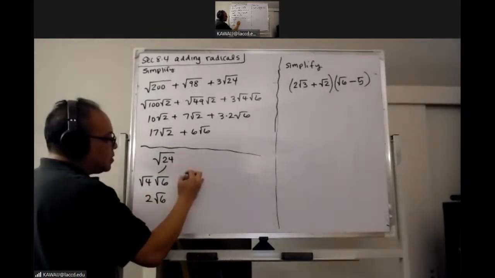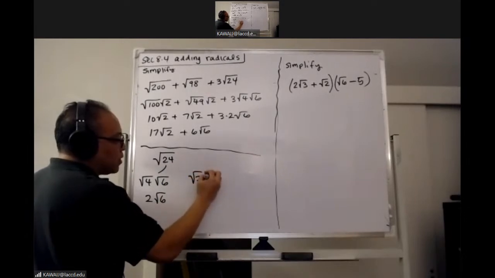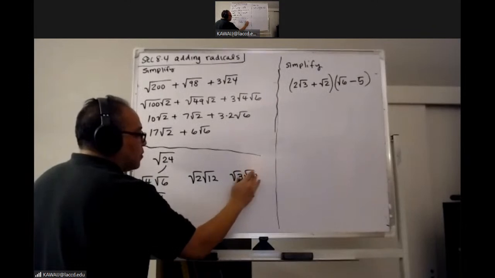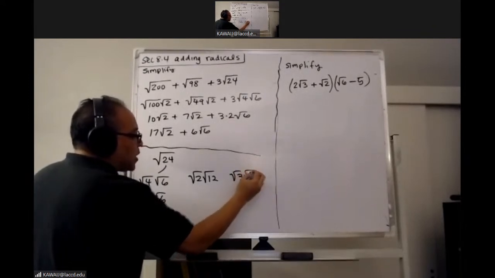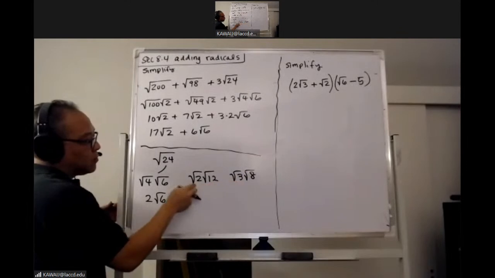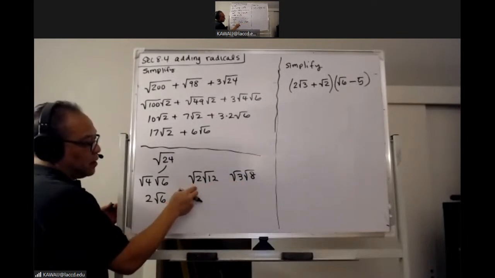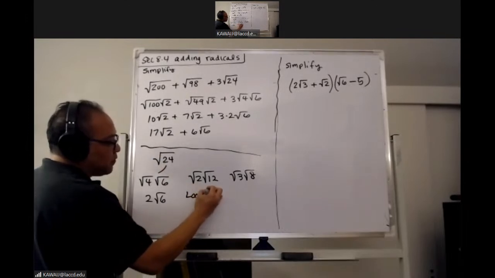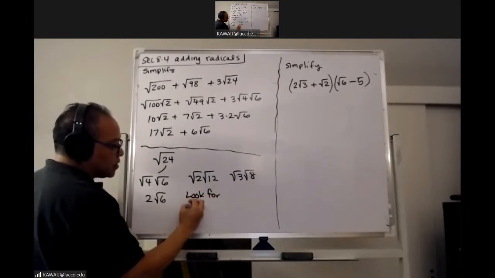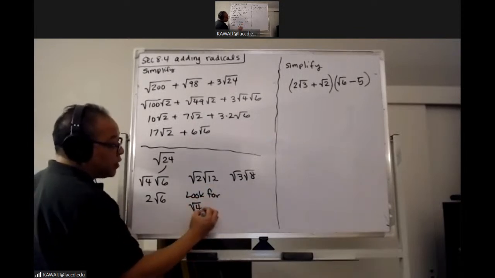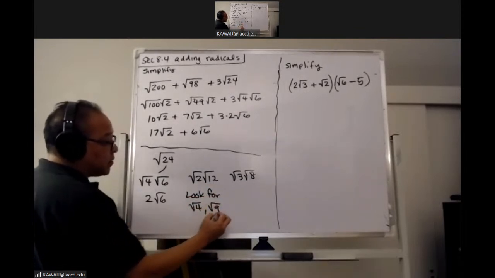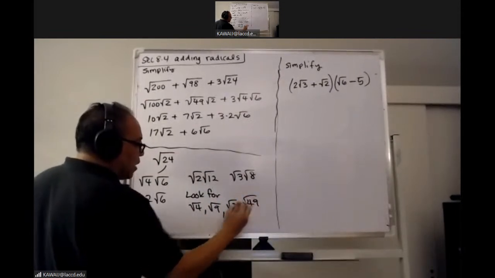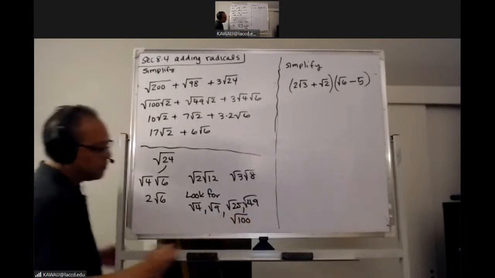If you turn this into 2 square root of 12 or square root of 3 square root of 8, they won't work because I don't know what the square root of 3 is. I don't know what the square root of 2 is. So the key when you're doing this is you're looking for these specific values. You're saying, does 4 divide into it? Does 9 divide into it? Does 25, 49, or 100? These are the only numbers you're looking for.